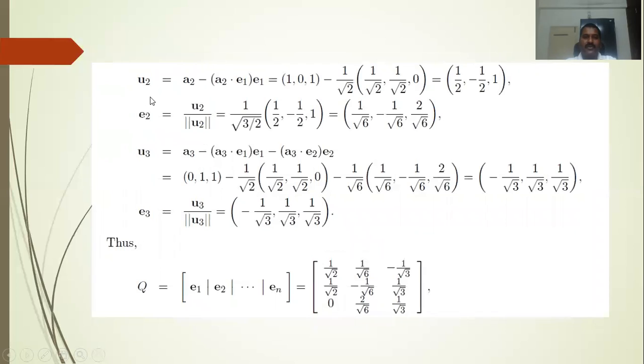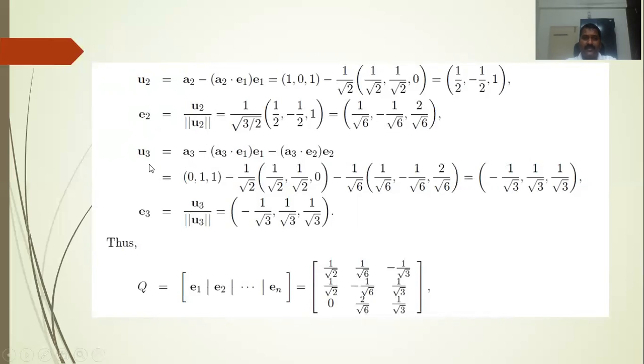Now, what is U2? U2 is A2 minus A2 dot E1 times E1. A2 is 1, 0, 1 minus 1 by root 2 times this, right? And this is simple arithmetic you can do very easily. Component-wise subtraction gives this E2. Once you have U2, find its magnitude. Then E2 is U2 by norm U2. So norm U2 is root of 3 by 2, and this is my E2.